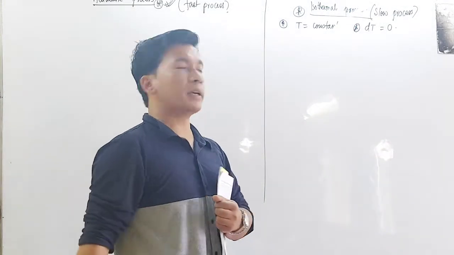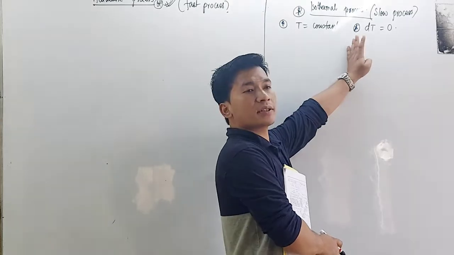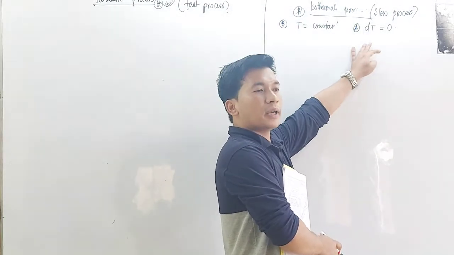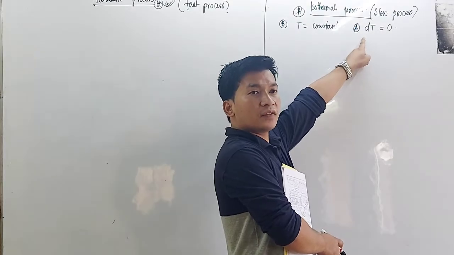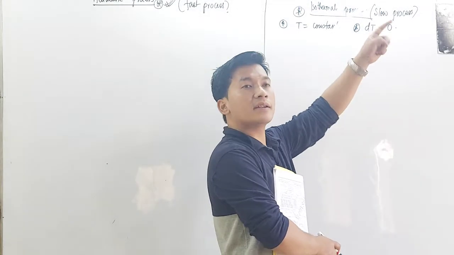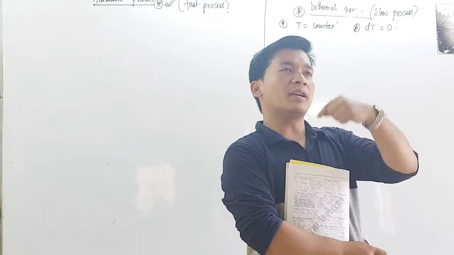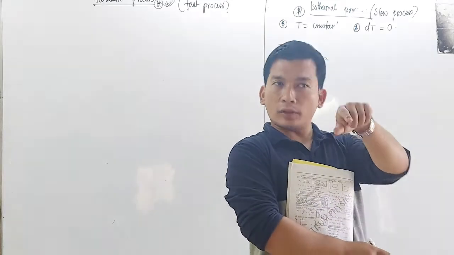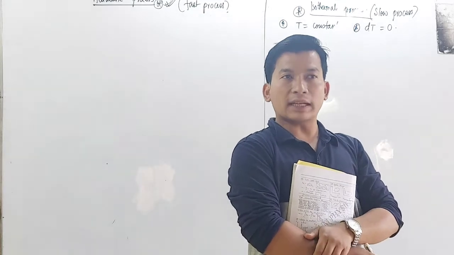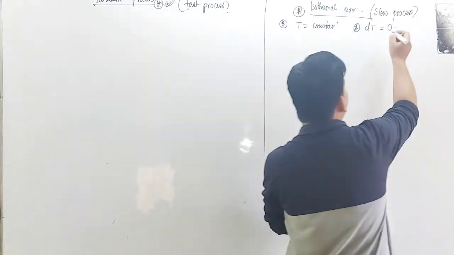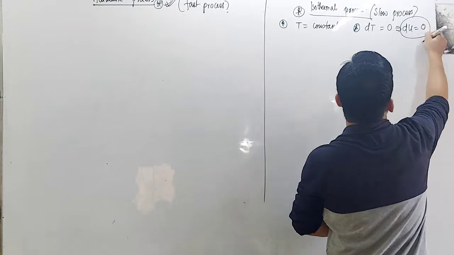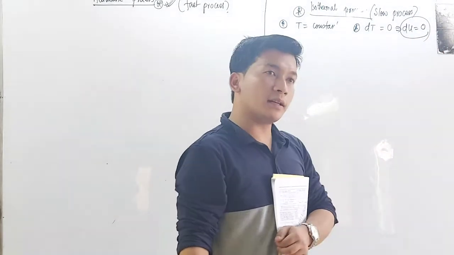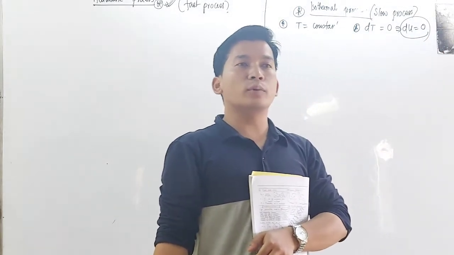Then what is the implication of the change in temperature being equal to 0? We have already understood that internal energy is a function of temperature. If temperature increases, internal energy will automatically increase. This simply implies that dU will be equal to 0. The change in internal energy for an isothermal process will be equal to 0.